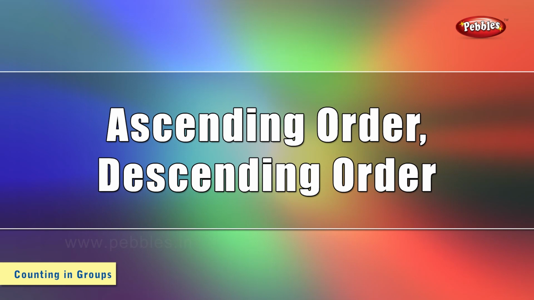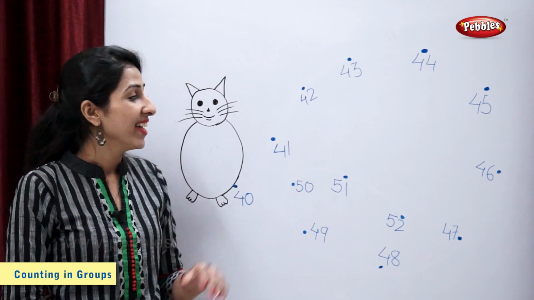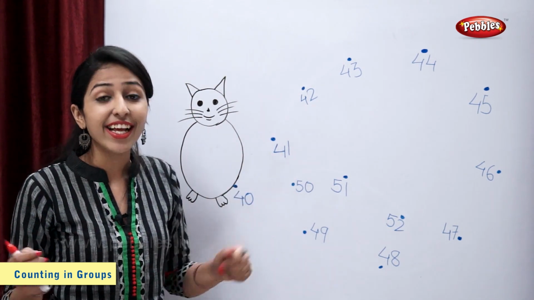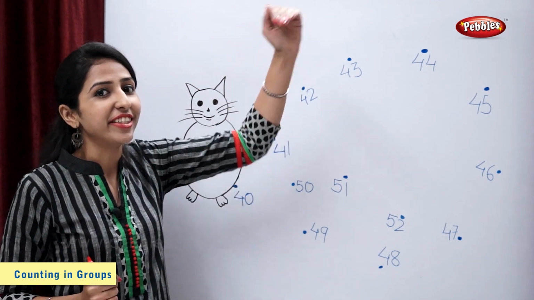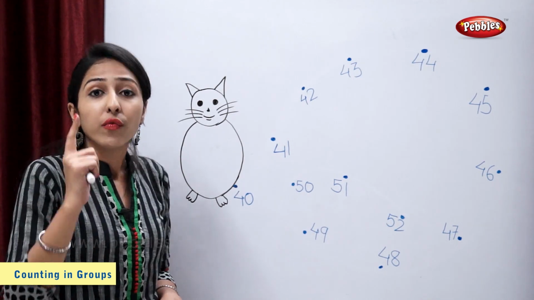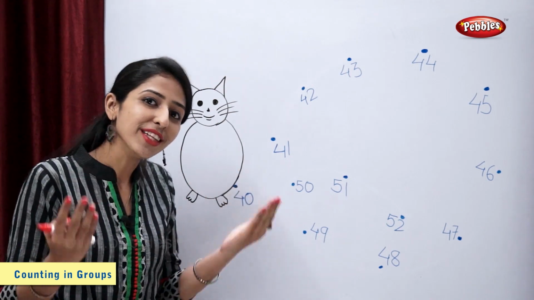Ascending and descending order. Join the dots in their ascending order. Start from the smaller number and go towards the bigger number. Students, now let us join these dots to get the tail. Remember, we have to join the dots in their ascending order. Let us start. We have to start from the smallest number. Let's find out the smallest number.